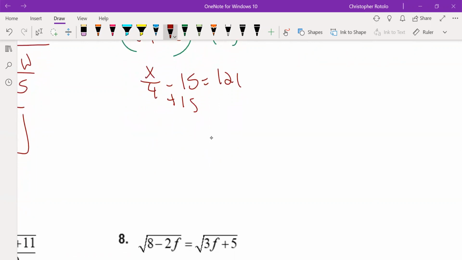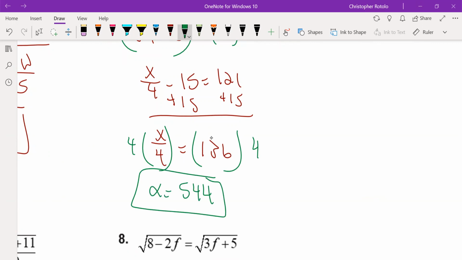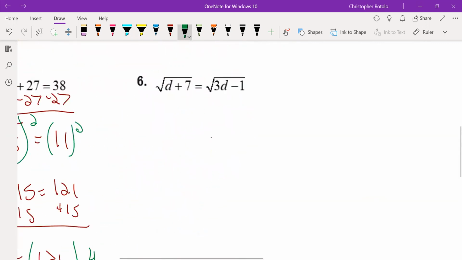We're going to add 15 to that. So x over 4 equals 136. And right now we are dividing by 4. So what we're going to have to do is multiply by 4 on both sides. We got 136 times 4, which is 544 as our final answer for that one.